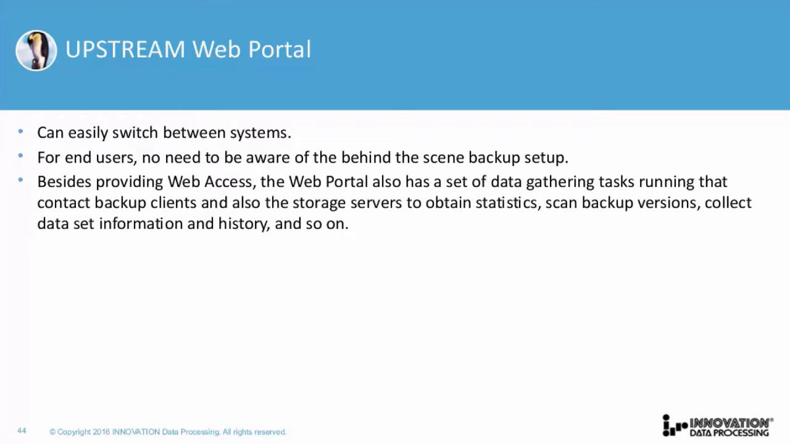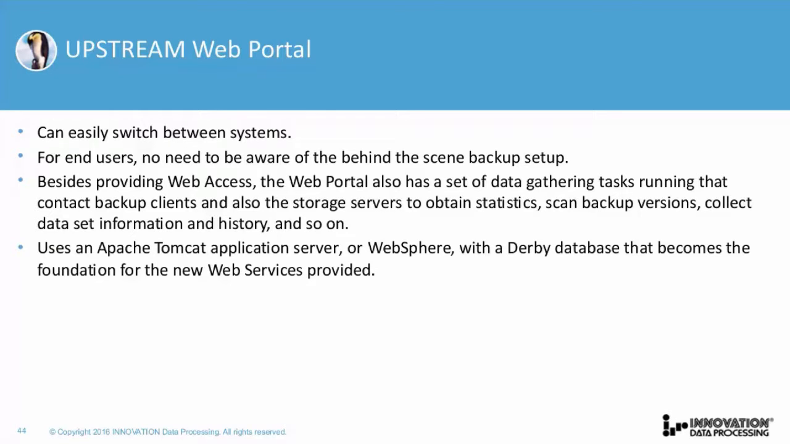Besides providing web access, the Web Portal also has a set of data gathering tasks running that contact backup clients and storage servers to obtain stats, scan backup versions, collect data set information, history, and so on. It uses an Apache Tomcat application server, or WebSphere, with a Derby database that can become the foundation for the new web services provided. The next version of the portal will support MySQL, SQL Server, as well as Oracle.